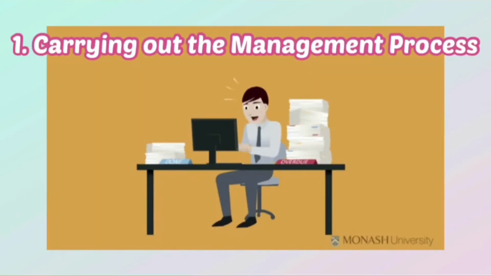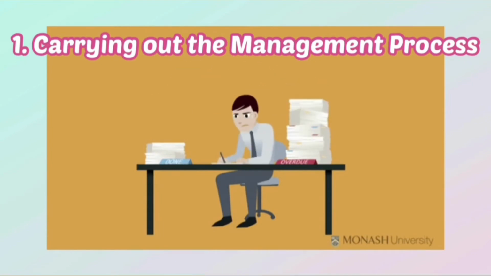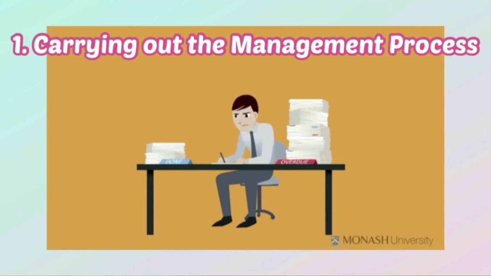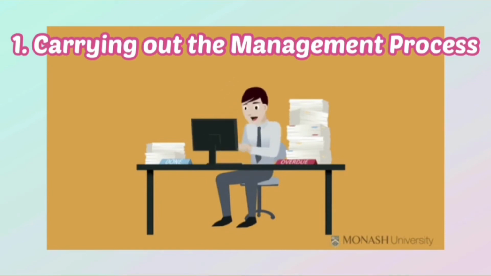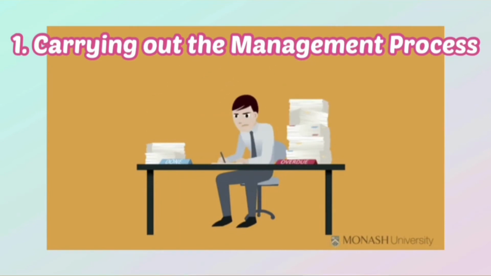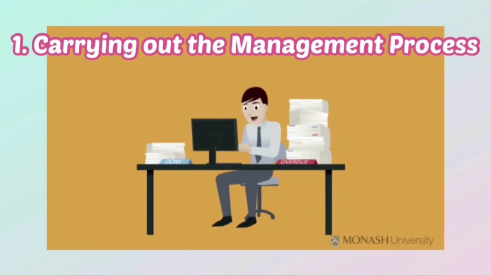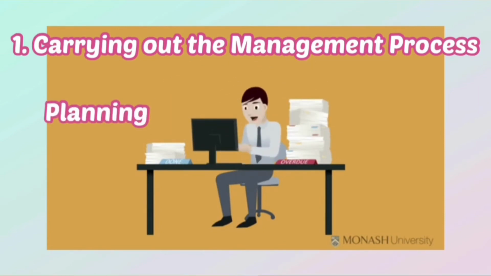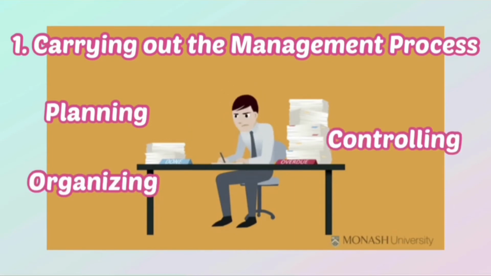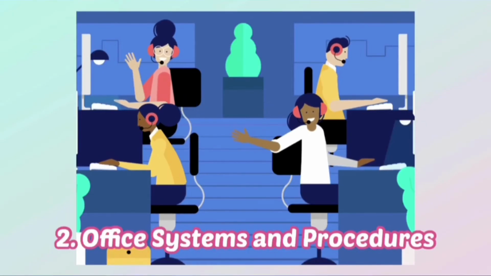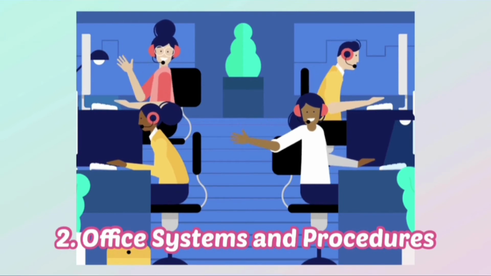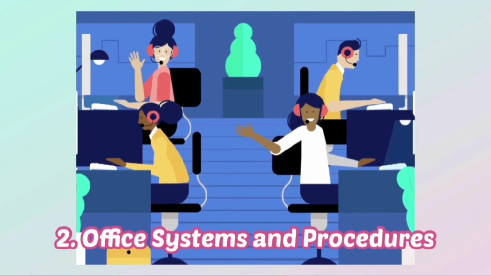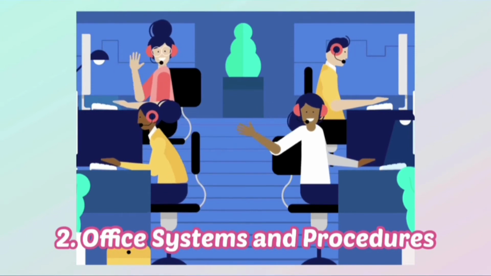First, carrying out the management processes should be properly carried out for an effective performance of primary office functions. There are 3 main management processes. First, planning. Second, organizing. Third, controlling. Second, office systems and procedures. Each part of the work should be carefully analyzed for planning systems and procedures.